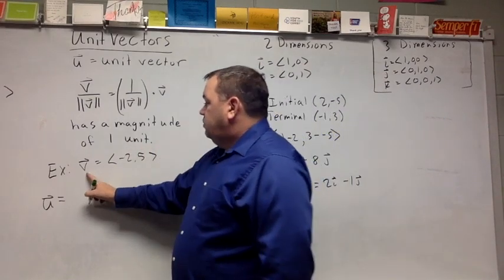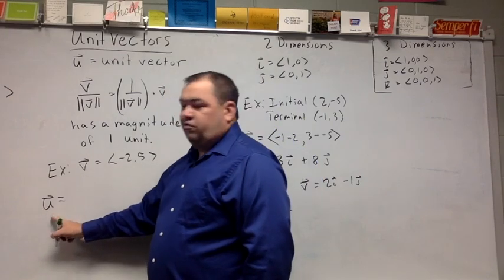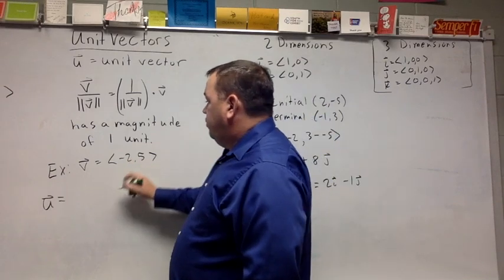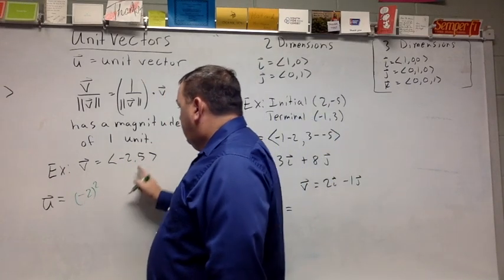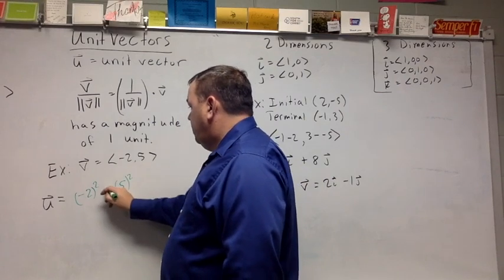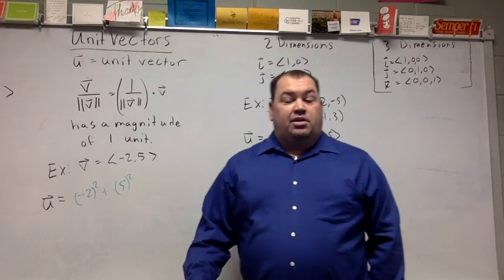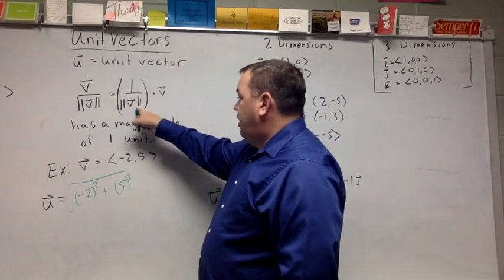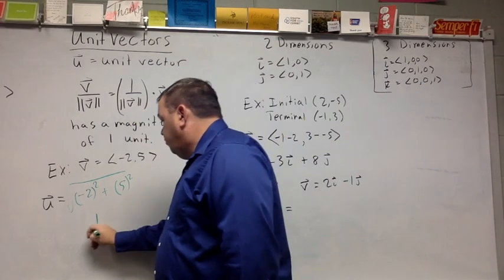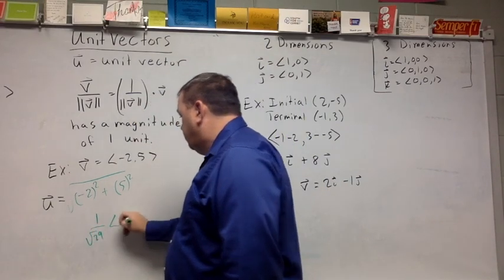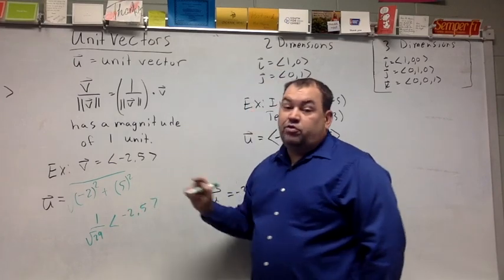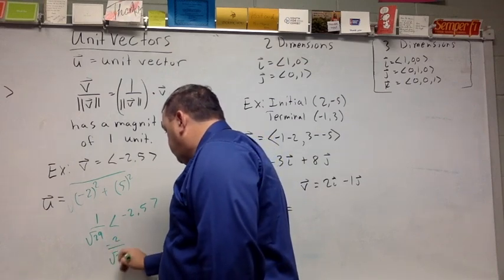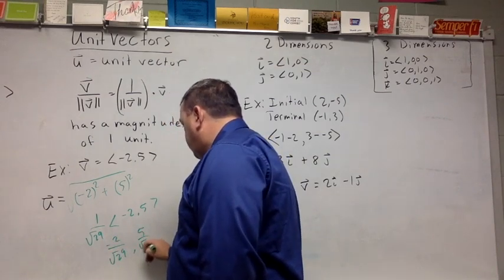So here's my vector, and I want to turn it into a unit vector. So the first thing I have to do is I have to find the magnitude. So I'm going to square this, and I'm going to square this, and add them up. That gives me 29, or the square root of 29. So that's what's going to go on the bottom of my vector. So I have 1 over the square root of 29, and I have to multiply that in to my original vector. When I do that, I get negative 2 over the square root of 29, 5 over the square root of 29.